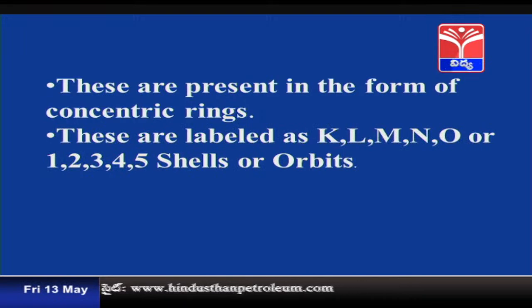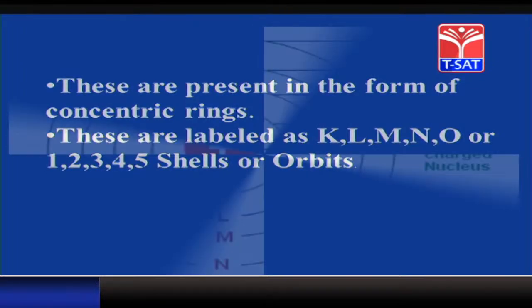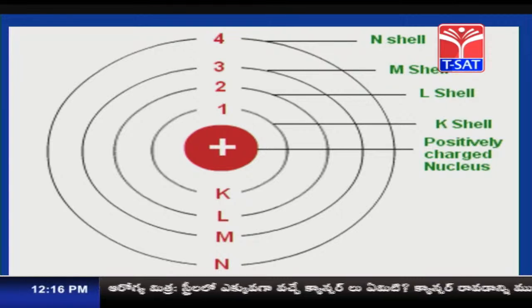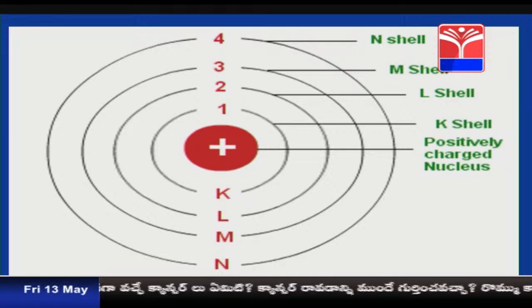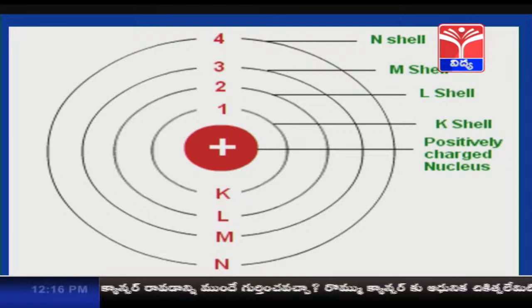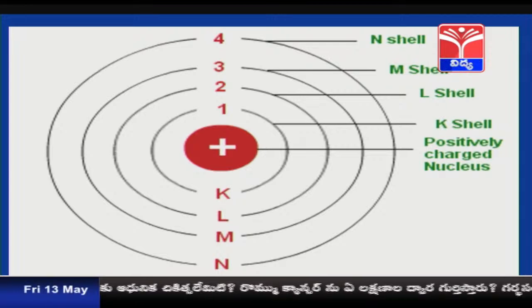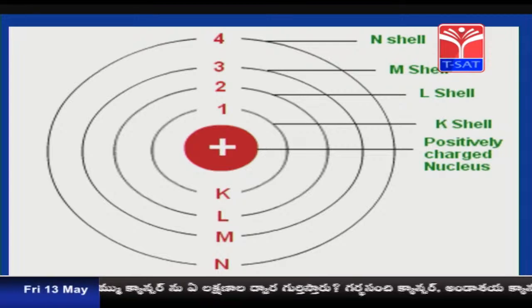These are labeled as K, L, M, N, O or 1, 2, 3, 4, 5 shells, or these are also called orbits. See children, here in this diagram you can find different types of shells, K, L, M, N. First shell is K shell, second shell L shell, third shell M shell and fourth one is N shell, and the total positive charge is located at the center of the atom, that is nothing but the nucleus.